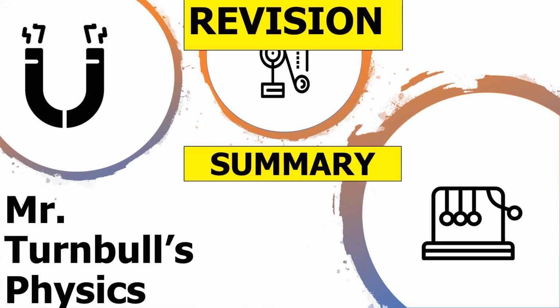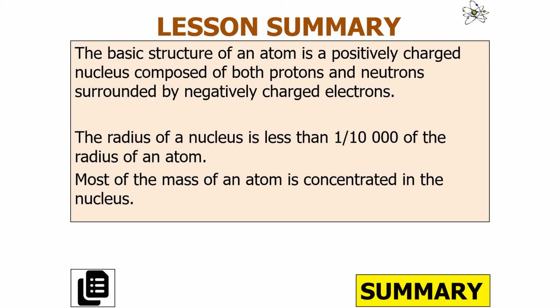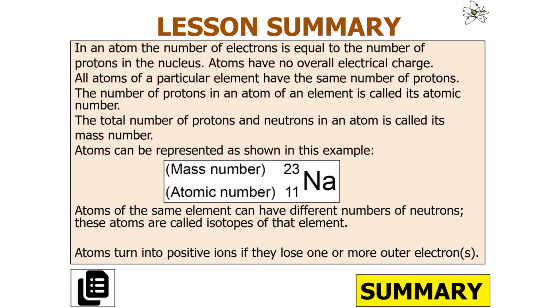So let's summarise what we know so far about atomic structure. The basic structure of an atom is a positively charged nucleus comprised of both protons and neutrons surrounded by negatively charged electrons. The radius of a nucleus is about 10,000 times smaller than that of an atom. Most of the mass of an atom is concentrated in the nucleus. Now in the atom the number of electrons is equal to the number of protons, and atoms have no overall electrical charge. All atoms of a particular element have the same number of protons, and the number of protons in an atom is called its atomic number, and the total number of protons and neutrons in an atom is called its mass number, which can be represented with the following example.